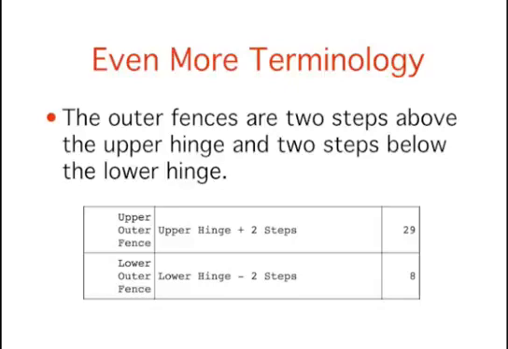The outer fences are 2 steps above the upper hinge and 2 steps below the lower hinge. The upper outer fence is 20 plus 2 times 4.5, which equals 29. The lower outer fence is 17 minus 2 times 4.5, which equals 8.